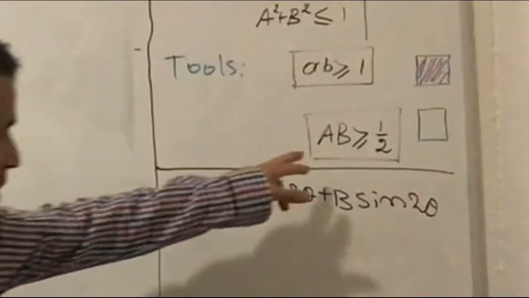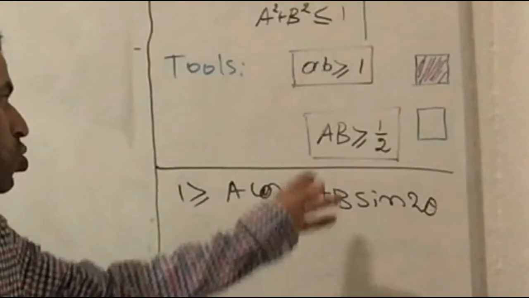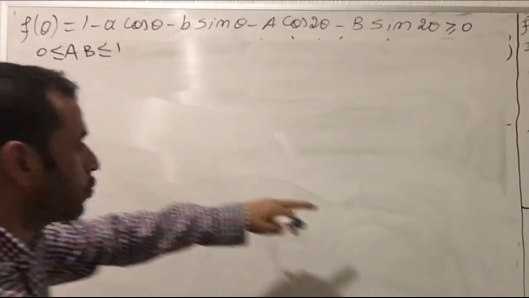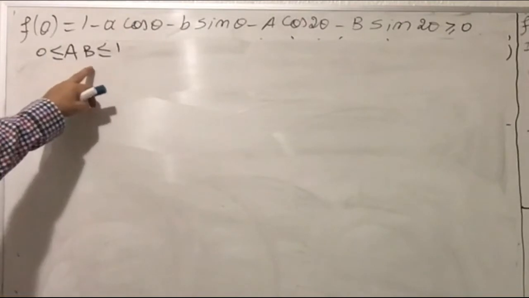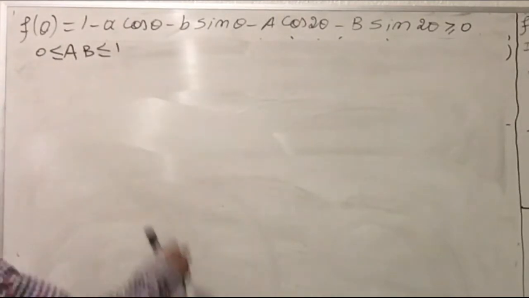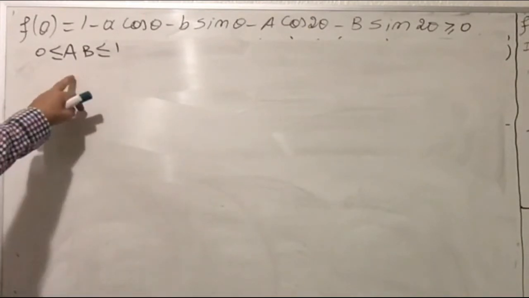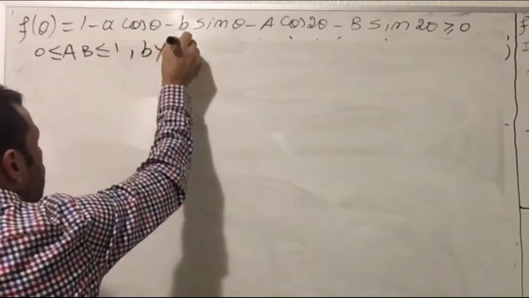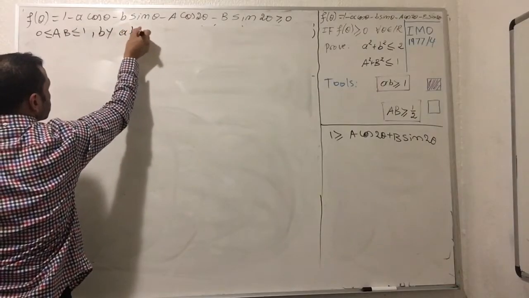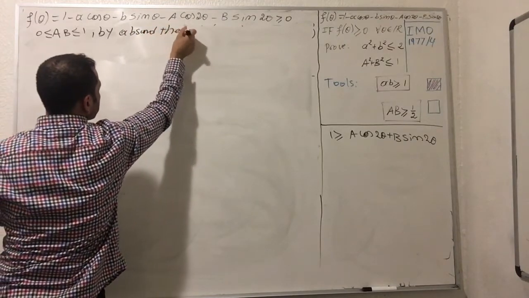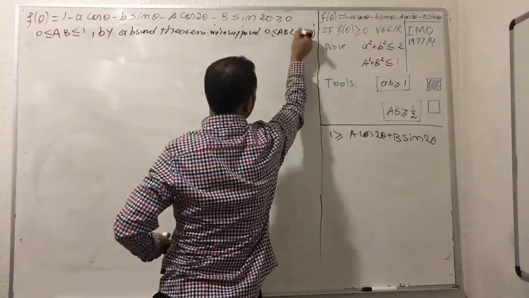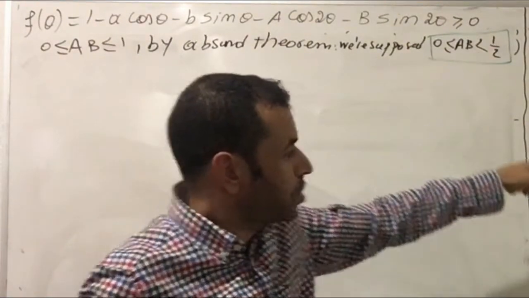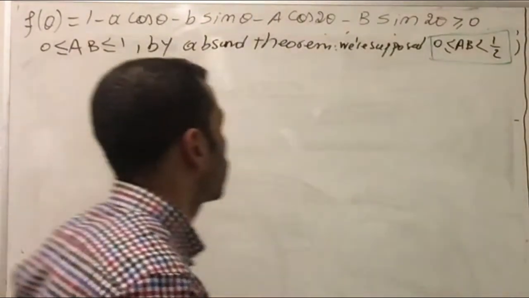Okay? I'm going to prove this second identity: the capital A multiplied by capital B superior or equal to 1 over 2. By hypothesis theorem, I'm going to prove this one. Since we know the capital AB is between 0 and 1, I have two choices. Now since the capital A multiplied by capital B is between 0 and 1, okay? So by hypothesis theorem, by absurd theorem, if I find the contradiction, okay? So that means capital AB superior or equal to 1 over 2, okay?